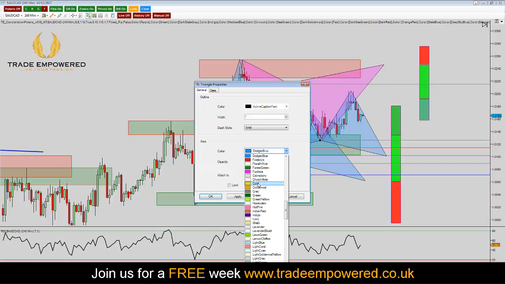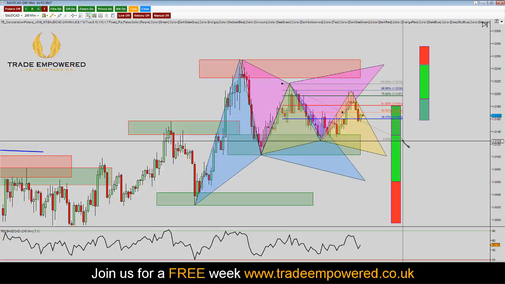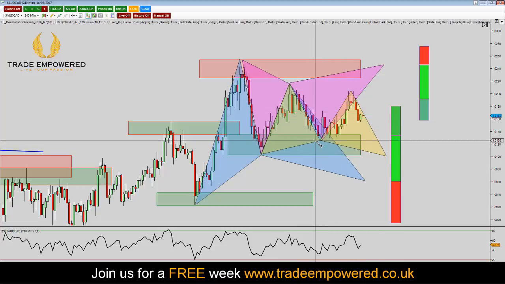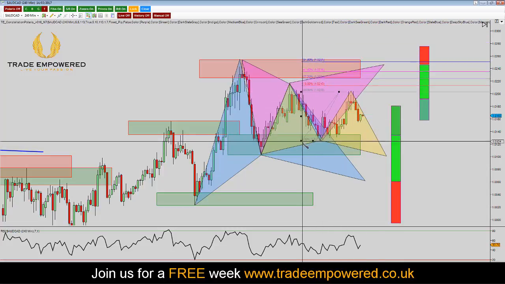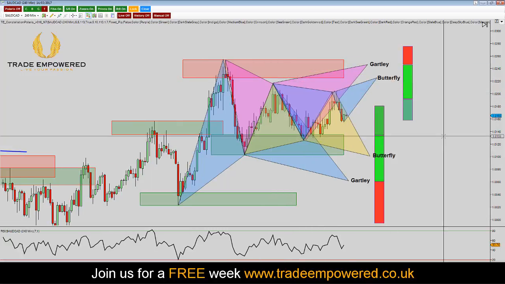I'll colour this in gold. And if price action pushes up, then you've also got a potential butterfly pattern completion as well, up at 10226. Alright, so there we have it.